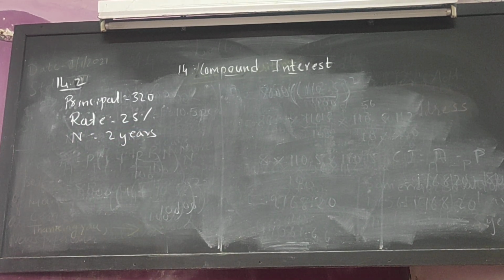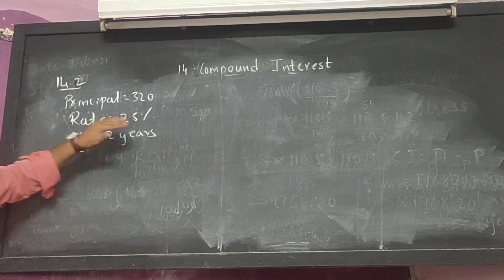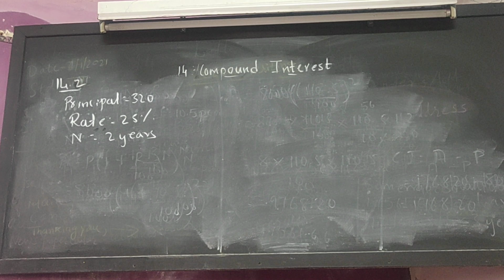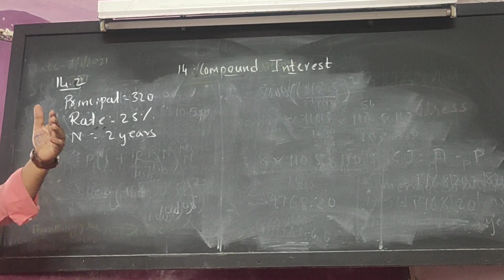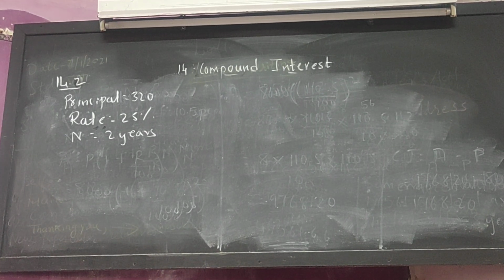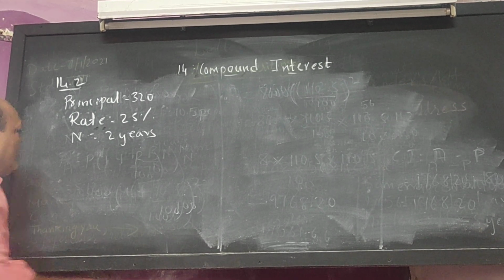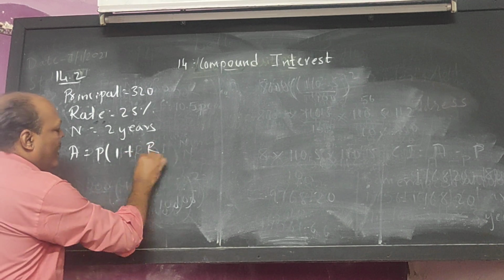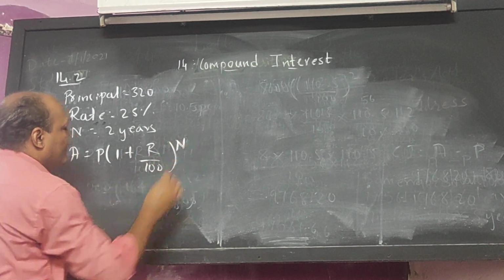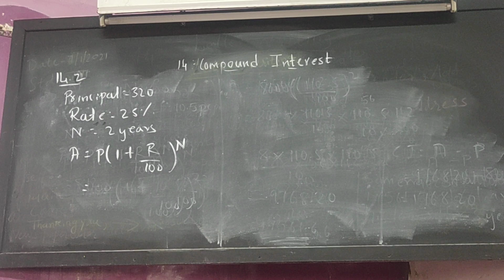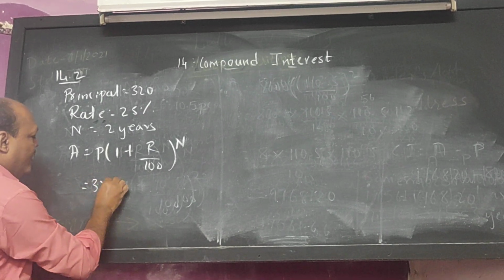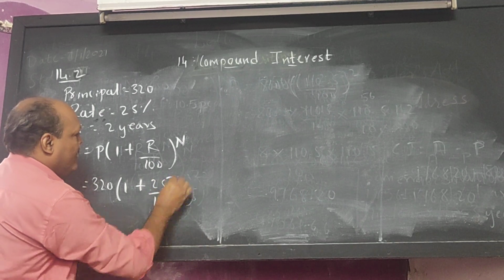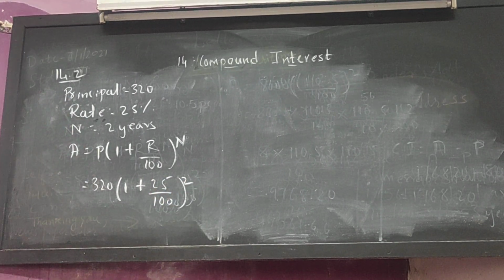Here, the word you have to see is whether the rate is increasing or decreasing. If it is increasing, R is positive. If it is decreasing, or the word depreciation or discount comes, that means R you have to consider as minus. So the formula to find amount is P bracket 1 plus R upon 100 bracket raised to N. The principal is 320, R is 25 upon 100, and N is 2 here. I hope all of you understood it.